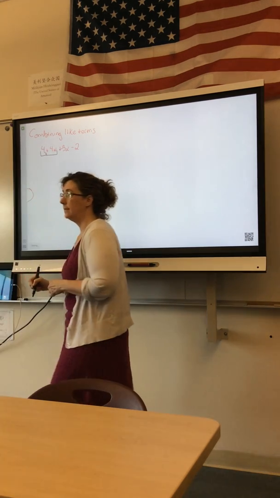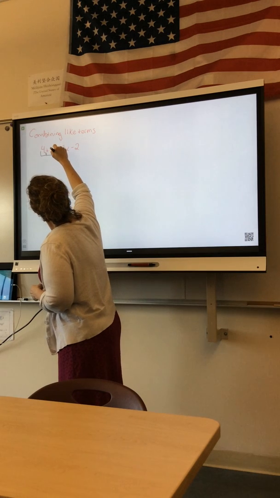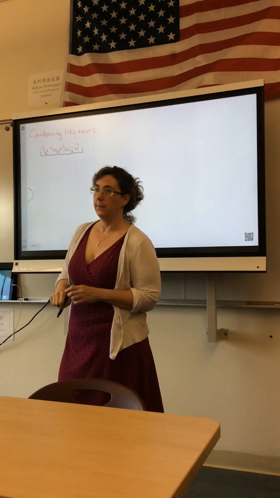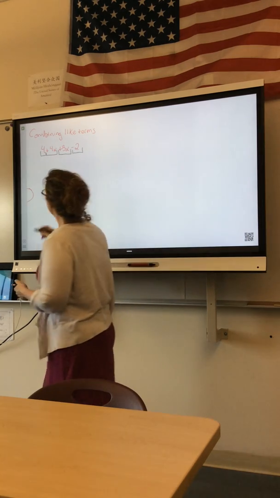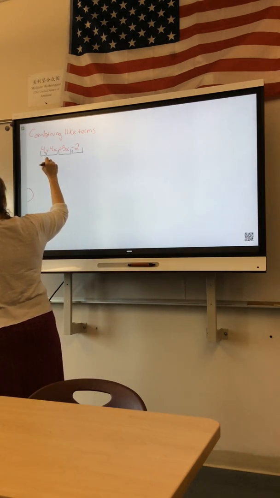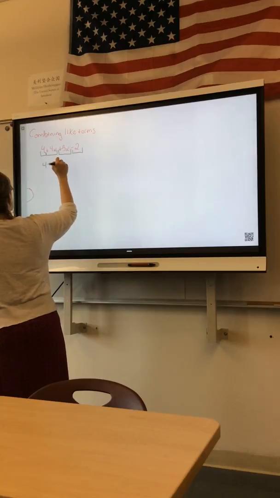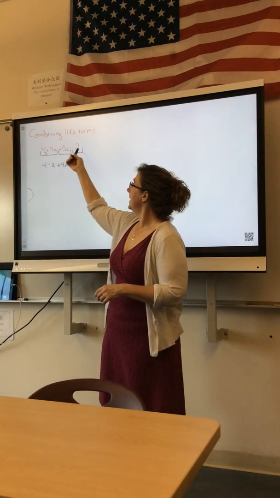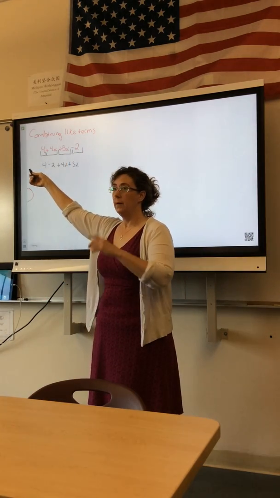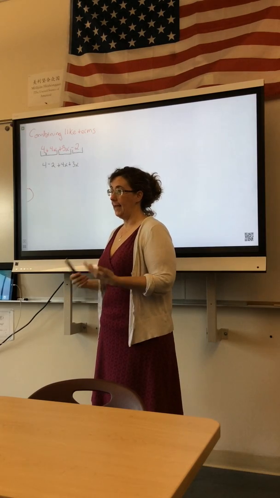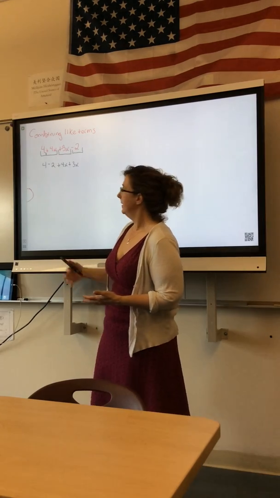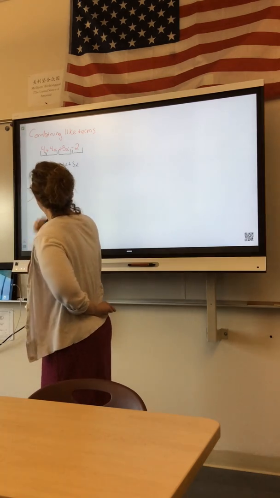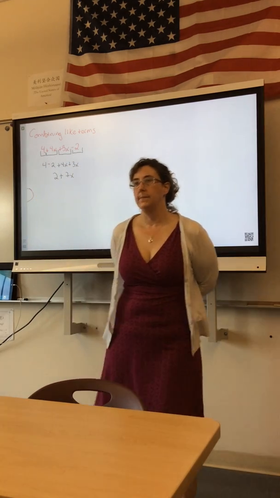Positive 4x is another term. Positive 3x is another term. And negative 2 is another term. Then I can rearrange: 4 minus 2 plus 4x plus 3x. If I move the sign with the term, then I will have the correct operation at the end, and I've done it correctly. So 4 minus 2 is 2, plus 7x. And that's my answer. Simplified.